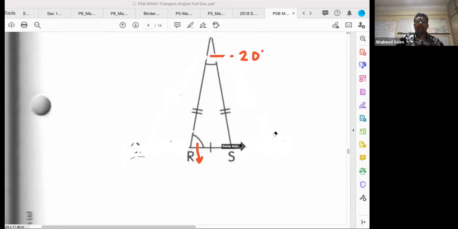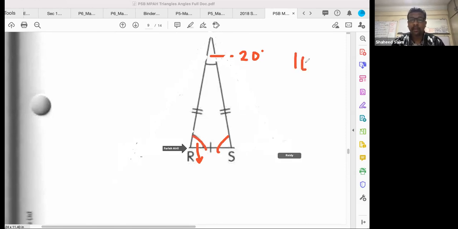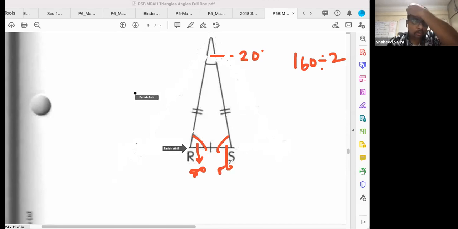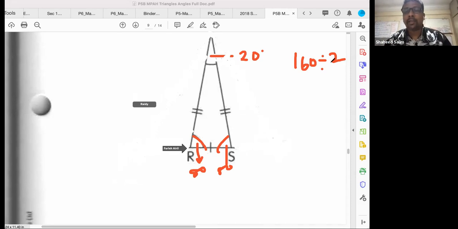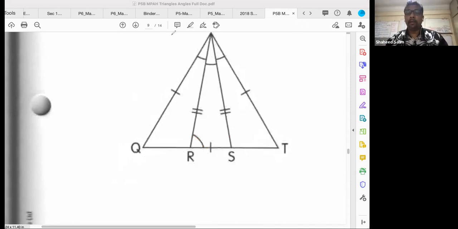Okay, this one and which one? Yes, good. So now you know these two are the same. So now can you solve it? Farish, can you solve it? 180 minus 20, you get 160. Then divide by 2, you get 80. Now, I hope you understand that when you look at the angles in triangles, don't look at all of it at one time. Look part by part, okay?